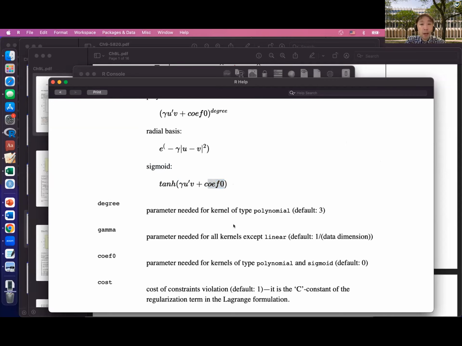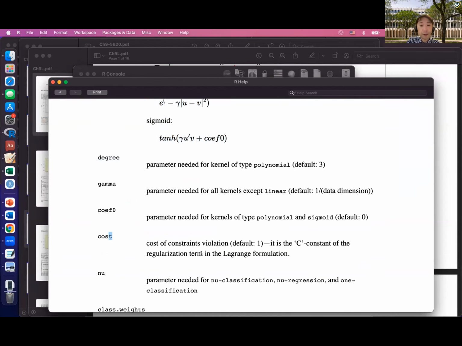And you can see some of the default values. It's interesting that degree equal to 3 is the default for the polynomial kernel. And for gamma, I don't know about the justification, but gamma is set to be 1 over the number of variables, the number of predictors. You can change it, but this is the default value. And coef 0 default is 0. And the cost default is 1.